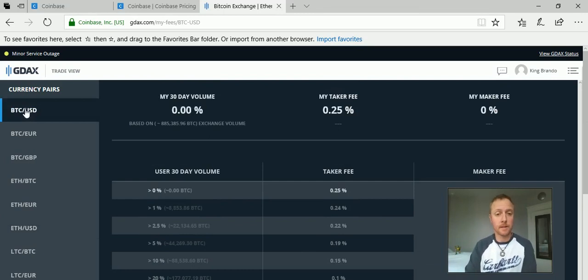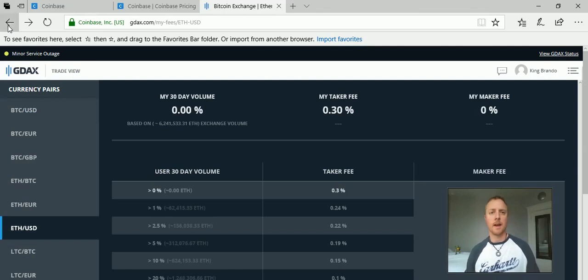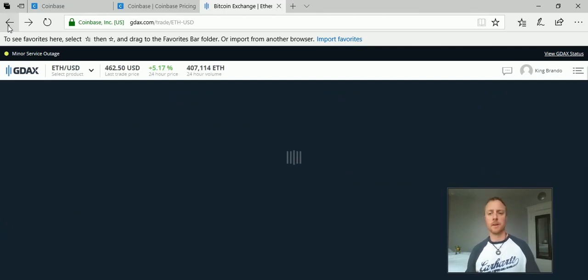Let's see what it is for Bitcoin USD. 0.25%. So that's a little bit better than Ethereum. Both are better than buying straight from your credit or debit card. Not as good as your checking or savings, but mainly you're going to want to use Gdax for the limit buys. Now let's go ahead and take a look at the exchange itself here.